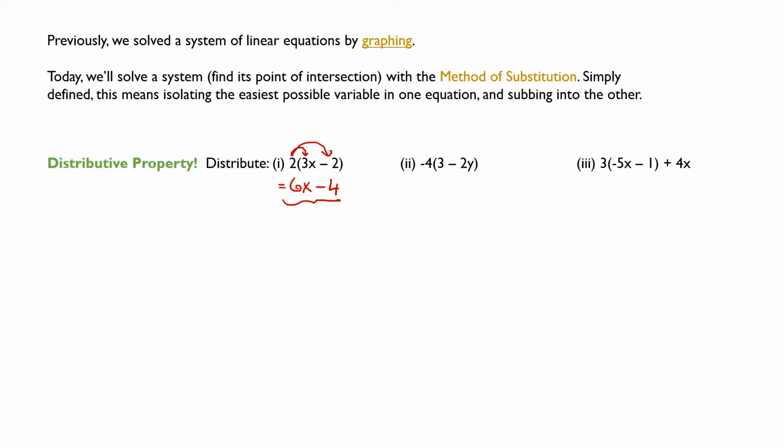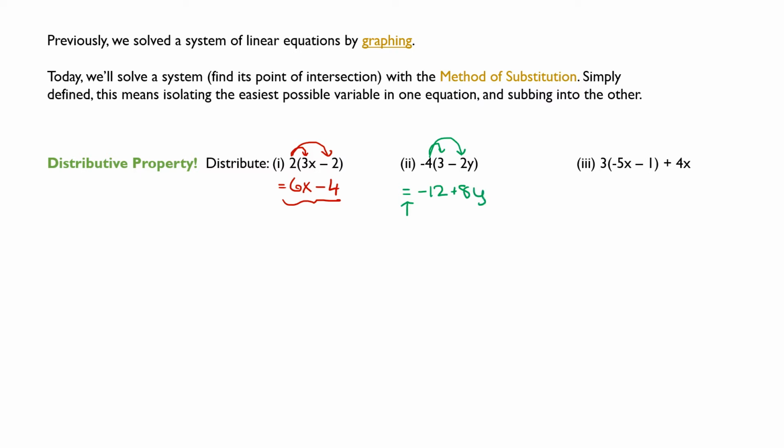Next one, I'm going to distribute a negative 4 into the brackets with multiplication. So negative 4 times 3 is negative 12. Remember to start each line with an equal sign. Negative 4 times negative 2y, so negative times a negative makes a positive. 4 times 2 is 8, and then we just have a y.